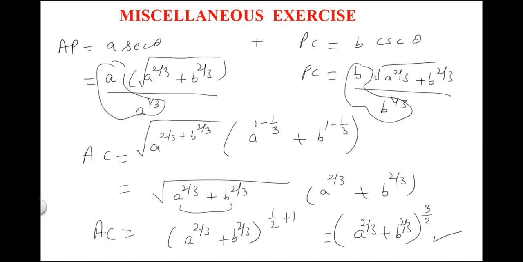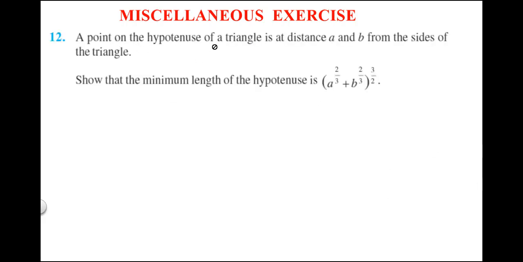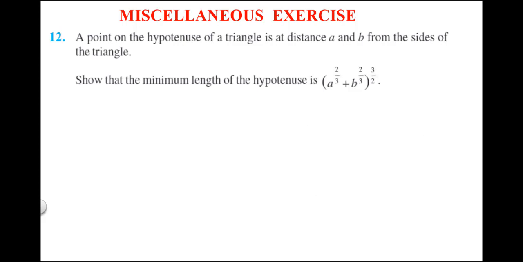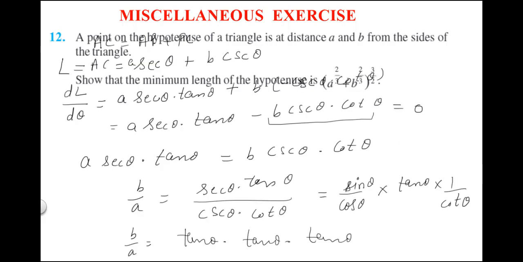I'm again repeating the question for you, what we have done. In the question it was given that there is a hypotenuse of the triangle, on which a point is taken, and the point is at distances A and B as shown in the diagram. You can see, right? We took point P, and PN and PM are the perpendiculars, and one distance is A, another one is B. Using trigonometric ratios, we have found out the value of AP and PC in terms of theta.